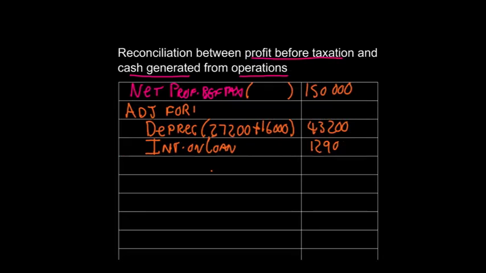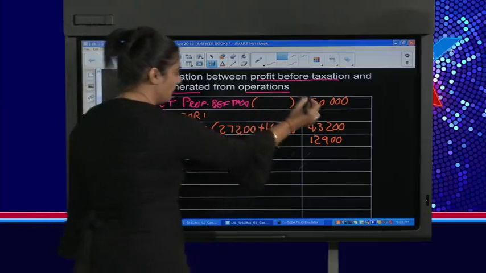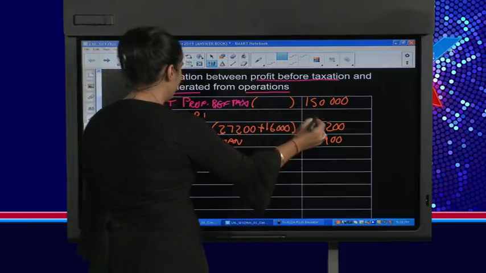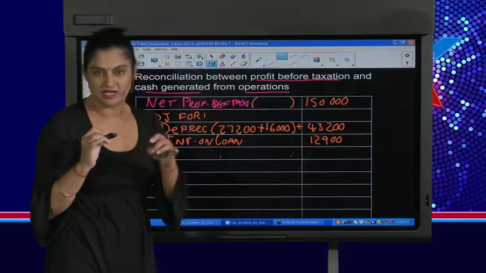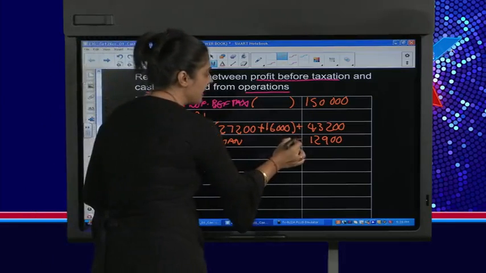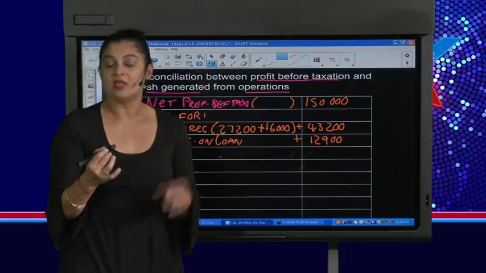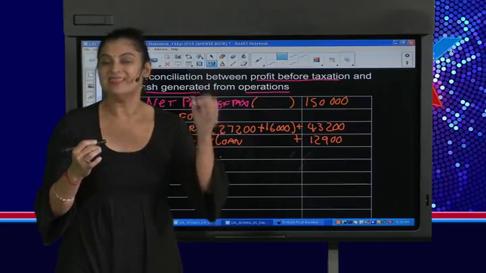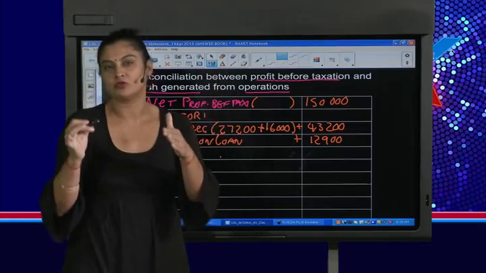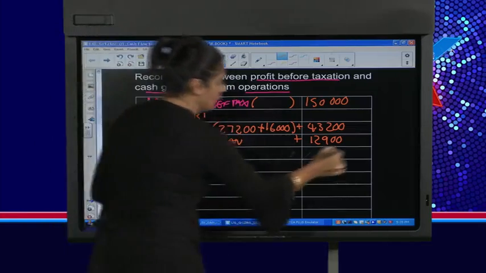12,900. Right, now remember, this is something that you would have discussed in class. It's part of format. We are going to take our net profit before tax. To that, we're now going to add back depreciation, because remember, it's a non-cash item. We're adding back depreciation, and we're also adding back interest on loan or interest expense. We add back interest expense only because it's disclosed separately on the actual cash flow statement at a later stage. That is why we add back interest on loan.